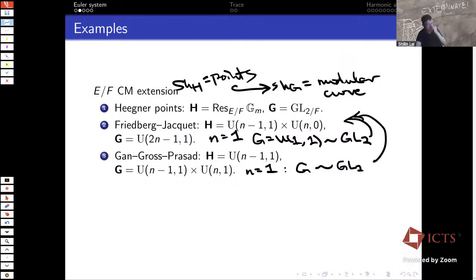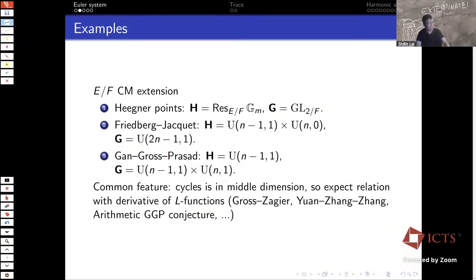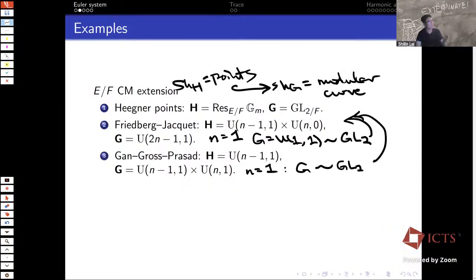The reason we chose these groups is because they have a common feature. When I switch slides, you don't see the notes. Okay, doesn't matter.